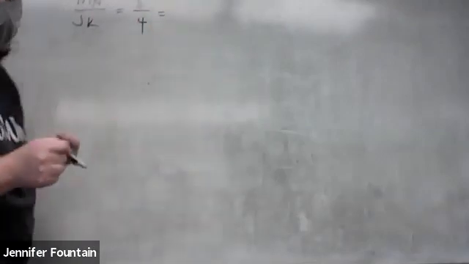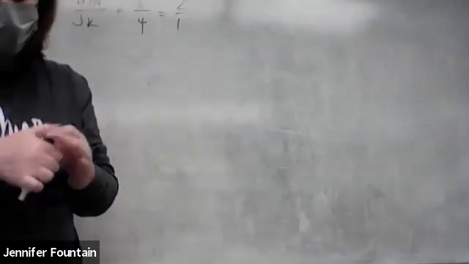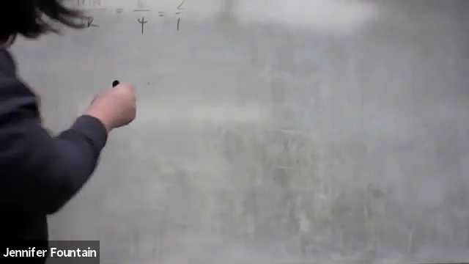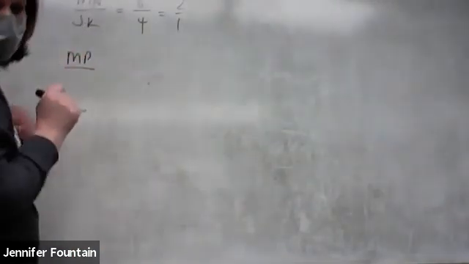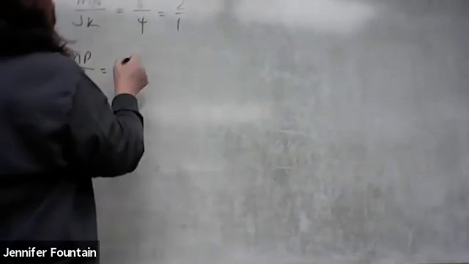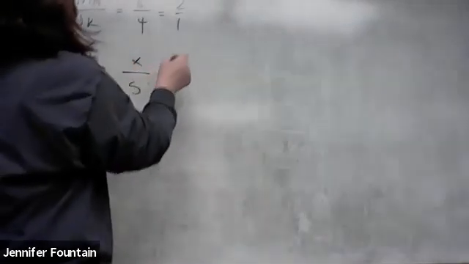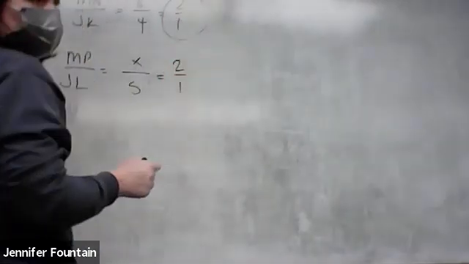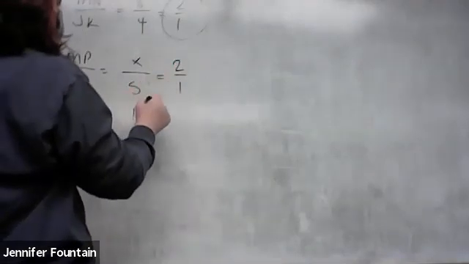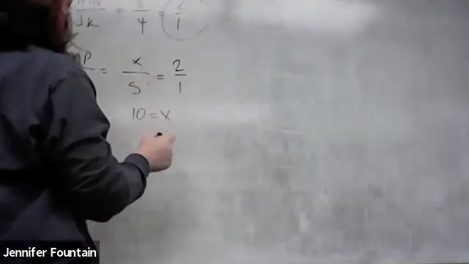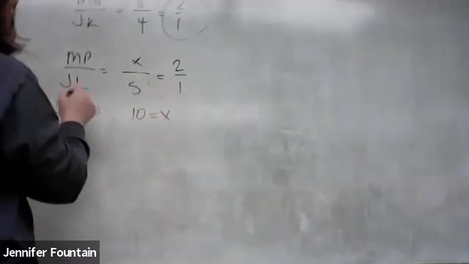4. What would that reduce to? 2 over 1. Okay, so remember we want to keep it as our scale factor. So now if I need to find MP, what side does MP correspond with? MP corresponds with JL. So I know that MP is what I'm looking for. What is the measure of JL? 5. So now I'm going to apply my scale factor of 2 to 1. 5 times 2 is 10. X times 1 is X. So JL is equal to 10.